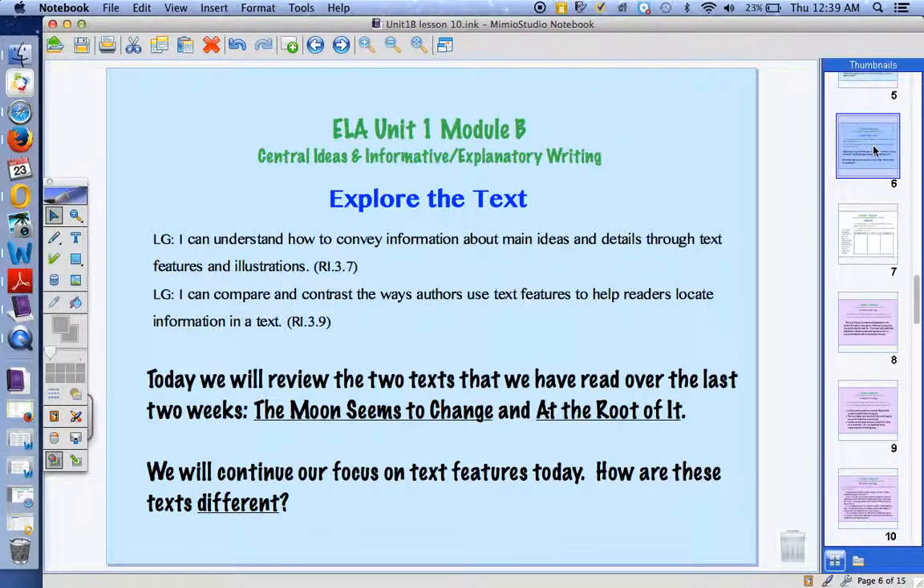So we're going to move on to what we are currently working on, the comparing and contrasting of our two articles so far in this module. The Moon Seems to Change and At the Root of It. We will continue our focus on text features today. Yesterday we looked at how the texts were similar. Today we're going to focus on how these texts are different. And again, we're looking at text features.